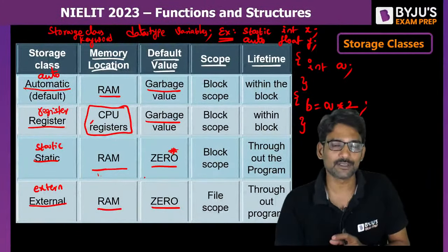If it is automatic, static or register, block scope means in whichever block it is defined, only in that block can you use it. But if it is an external storage class applied variable, throughout the program, throughout the file, you can use it.